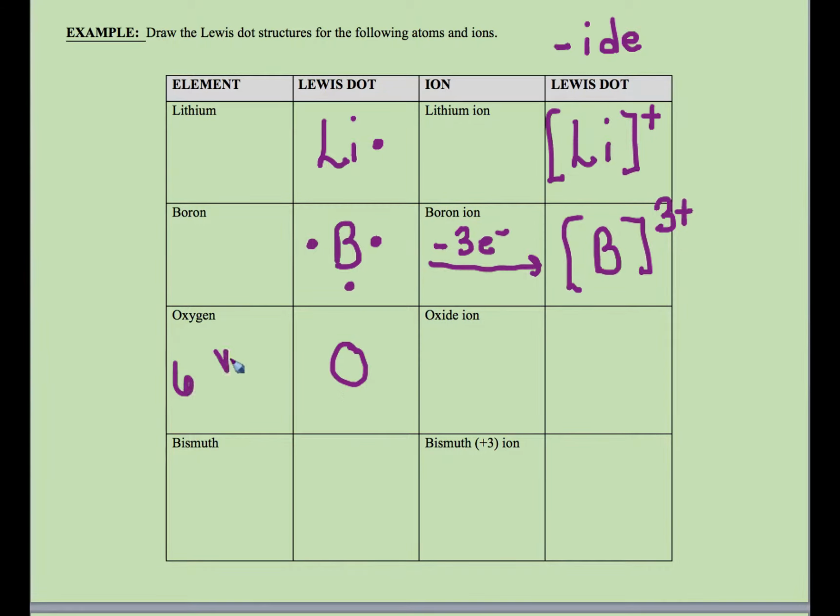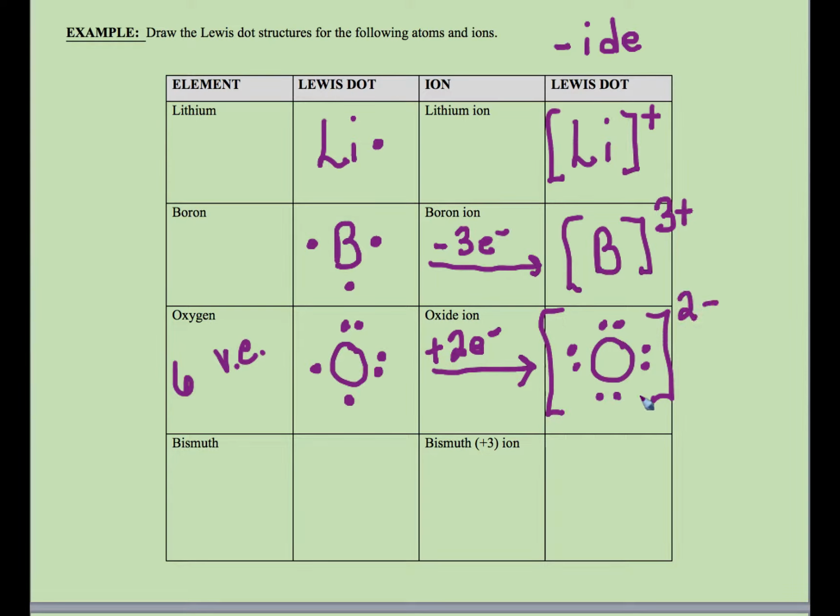Oxygen has 6 valence electrons. 1, 2. Watch what I'm doing. I'm going to go around and do them unpaired before I pair them. Again, pay close attention to what your particular instructor does. Now, oxygen's a nonmetal. Nonmetals are winners. If oxygen simply gained 2 electrons, it would become the oxide ion, and instead of having 6, I would have a stable octet.